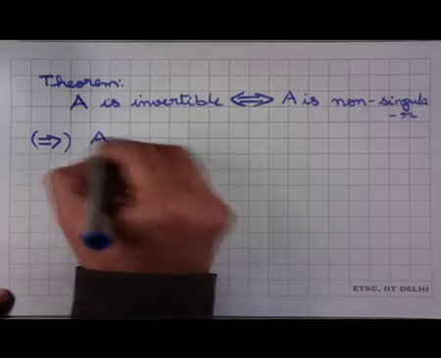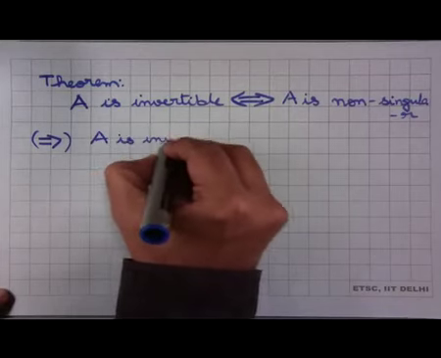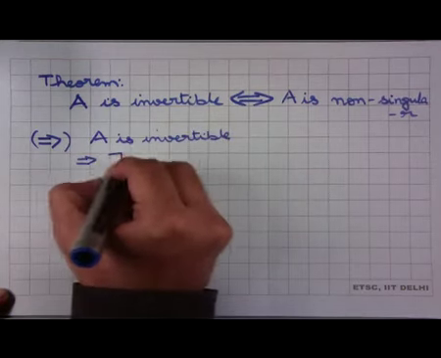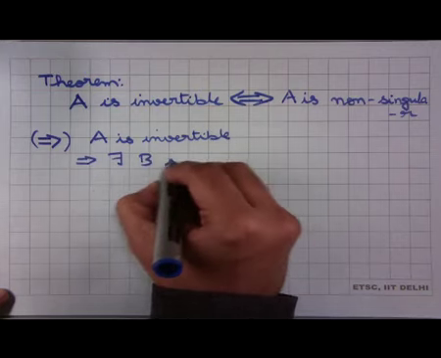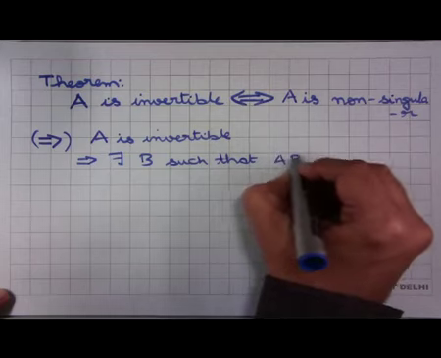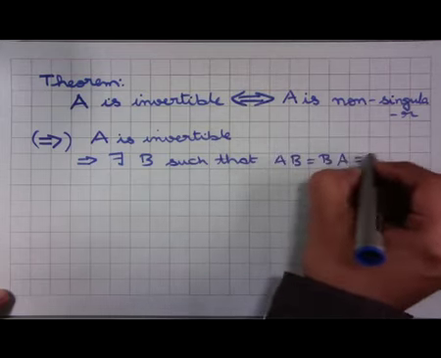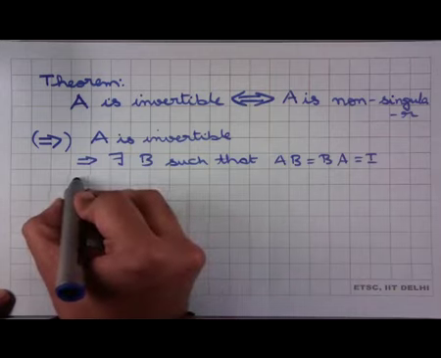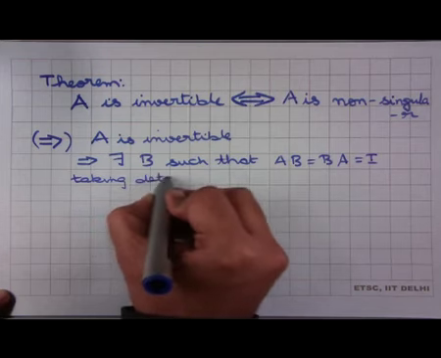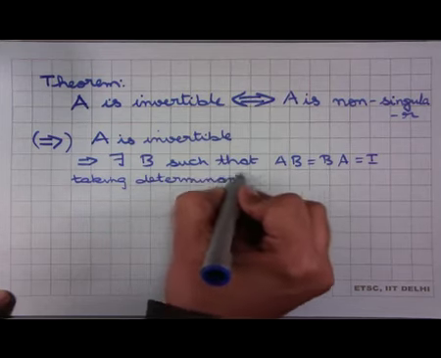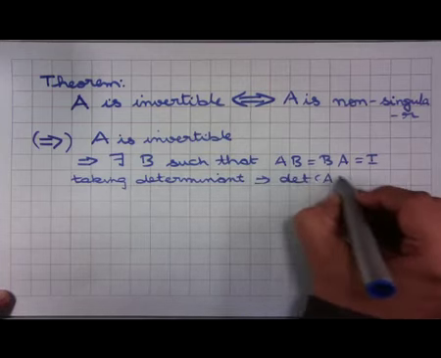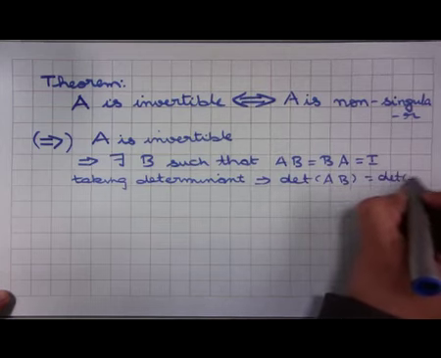So, if A is invertible, that means that there exists a matrix B such that A times B is equal to B times A, equal to the identity. And now taking determinants, taking the determinant, we can get that determinant of A B is equal to determinant of the identity.